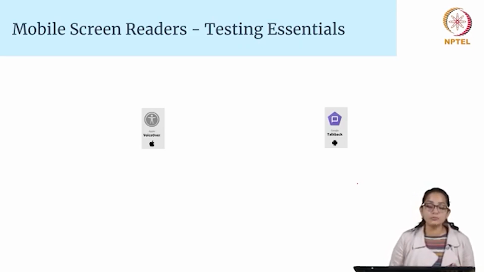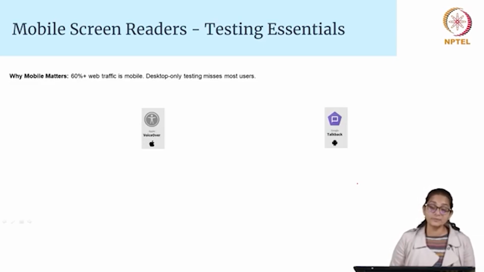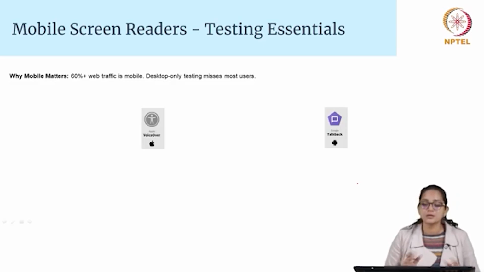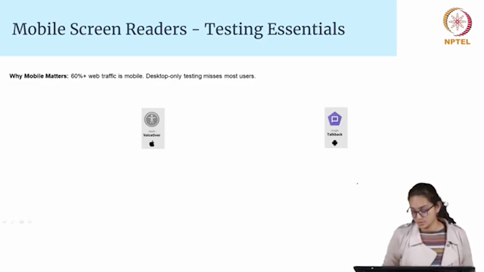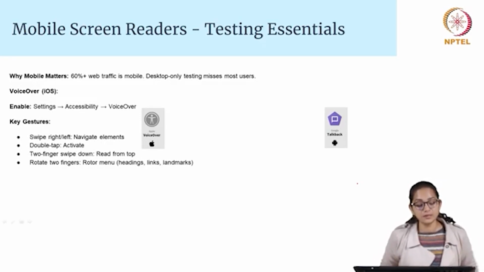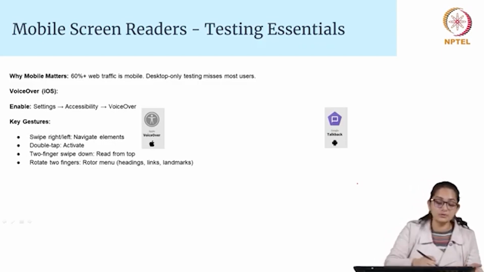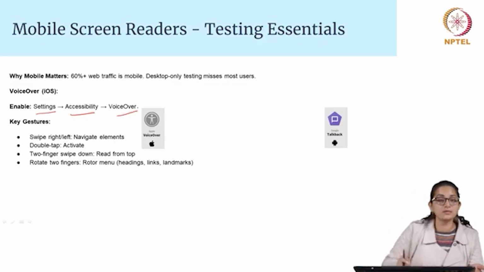Now let us come to mobile screen readers, and there are some testing essentials for that as well. Why mobile accessibility matters is that 60% of web users are using websites on mobile, and just testing with desktops misses a lot of users. So two of the most commonly used products are Apple's VoiceOver. How you can enable it: you go to settings, accessibility, and you just turn on VoiceOver. What are the key gestures?